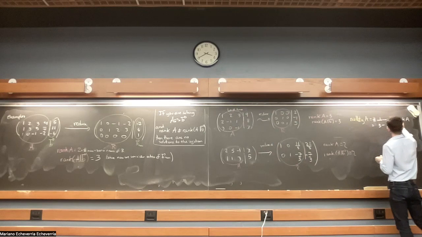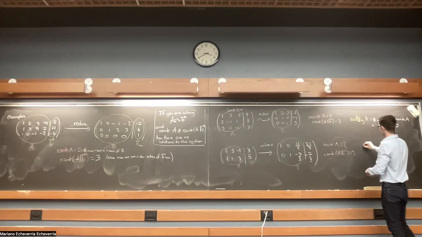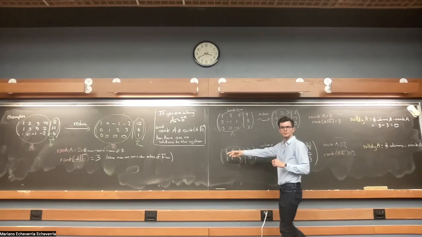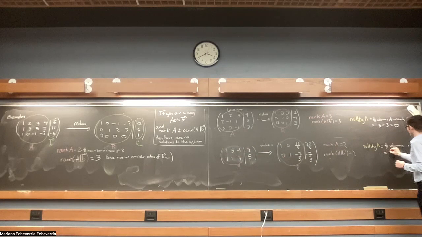Okay, but what's the nullity in the second case? The nullity of A in this case, again, is the number of columns minus the rank. The number of columns is still three, but now the rank was only two, right? So you get three minus two, which is one. Is that okay?